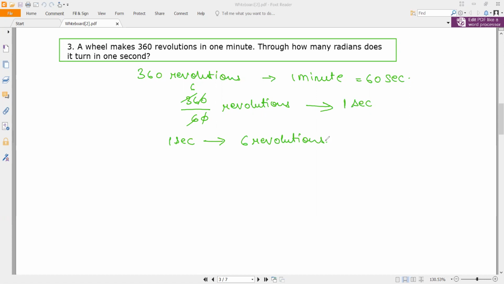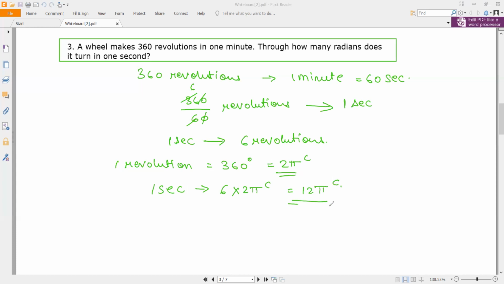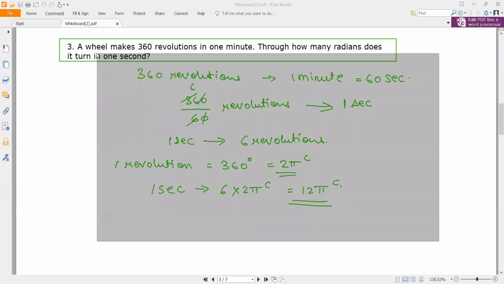Now we know that this is 6 revolutions. 1 revolution of the wheel is equal to 360 degrees, which in radian measure is equal to 2 pi radians. Now we have to calculate in radians, so we'll consider 2 pi radians. 1 revolution is equivalent to 2 pi radians. Therefore, in 1 second, the wheel is moving 6 revolutions, which means 6 into 2 pi radians, which is 12 pi radians. That's your final answer. The wheel will move 12 pi radians in 1 second.